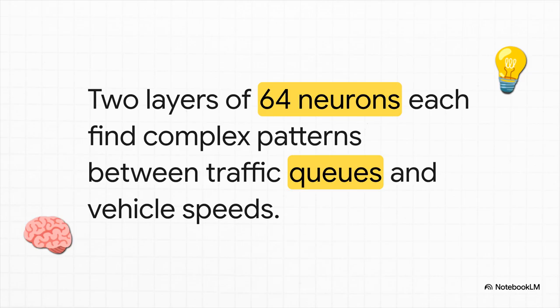Okay, so that clean data then hits the hidden layers. And this right here is where the magic happens. This is the deep thinking part. For our traffic light, there are two of these layers, each with 64 artificial neurons. And their entire job is to find the complicated, non-obvious patterns in the data. They're figuring out how, say, a long queue of cars on one street might affect the speed of cars on the cross street. This ability to find these deep, hidden relationships is exactly why we call it a deep network.